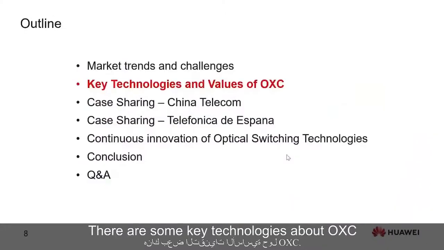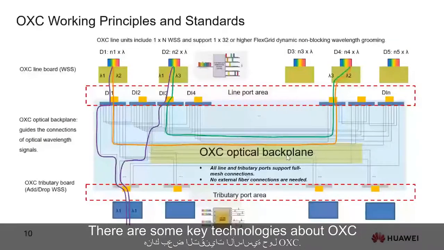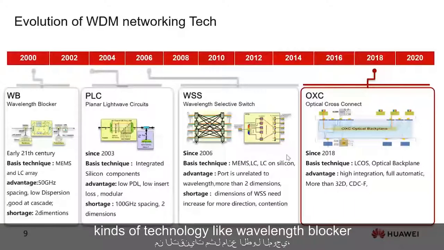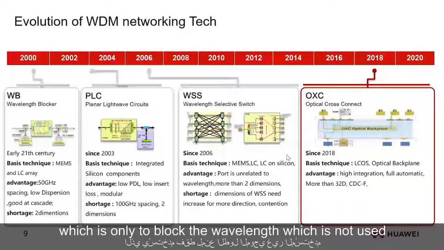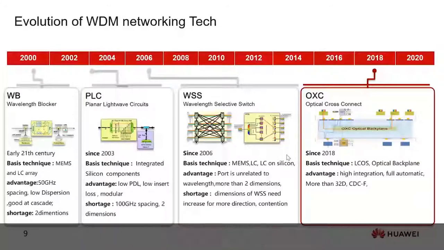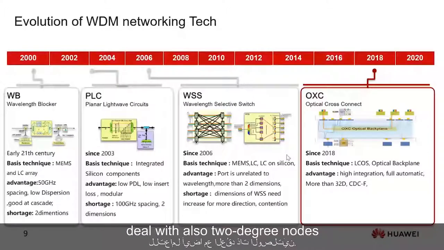So there are some key technologies about the OXC. Before the OXC, people developed various kinds of technology, like a wavelength blocker, which is only to block the wavelengths which are not used, and it can only apply in a 2 degree node. Then they moved to the PLC, but this kind of PLC also only deals with a 2 degree node.